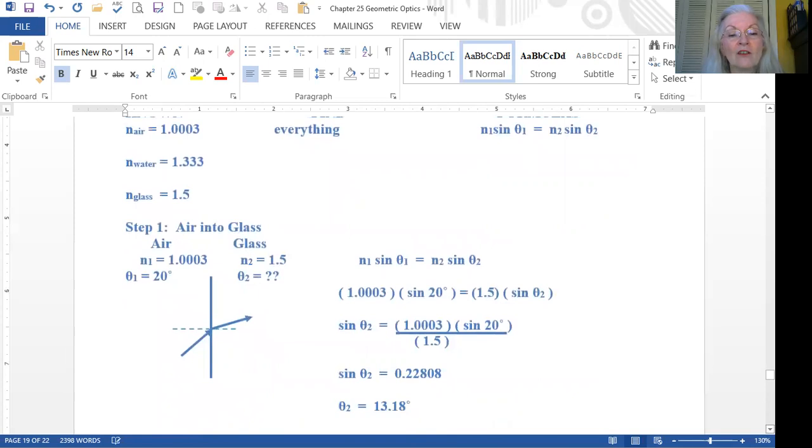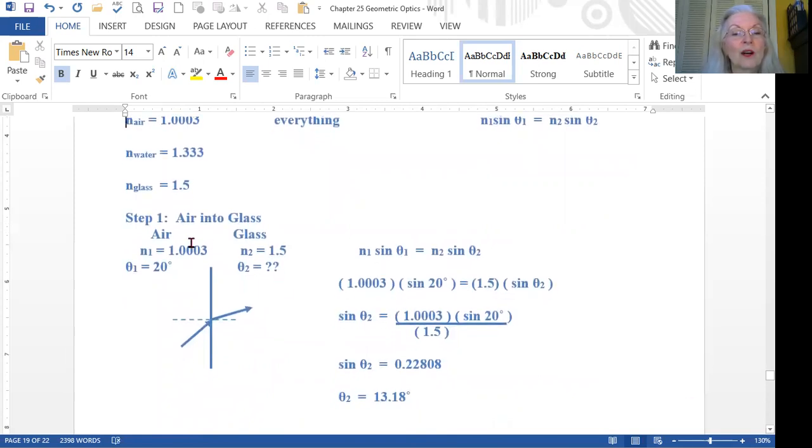As we come down, every time I do one, usually what I do is summarize the information. So I know what is my medium, air, what's its index of refraction, and what angle are we dealing with. So we're in air, the index of refraction is 1.0003, and the angle we have is 20 degrees. We're going into glass, its index of refraction is 1.5, and we don't know the angle. So our 20-degree angle would be this little angle right here. And the mystery angle is this angle right here between the exiting arrow and the dashed line.